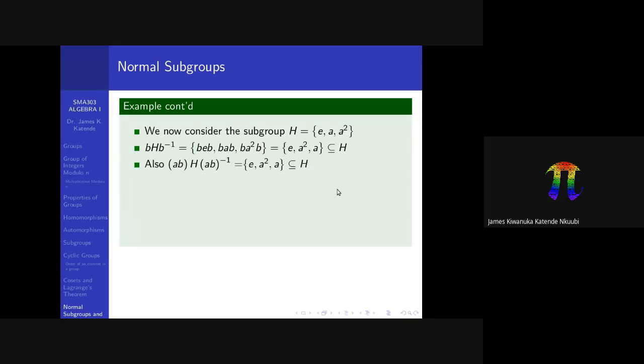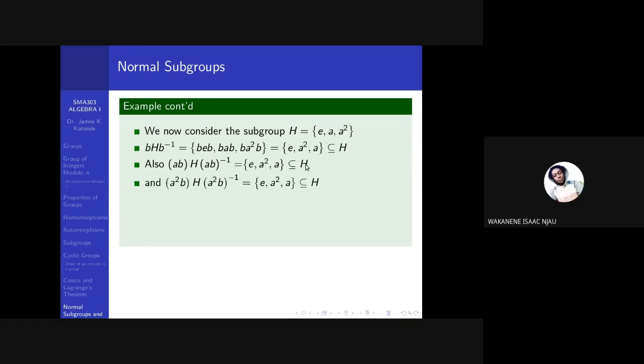So you can check all the others. We try it for AB, and it turns out to work also. You have AB on the left, and AB inverse is just equal to AB. So when you're working this out, you just replace AB inverse with AB. The inverse of AB is itself. So when you work it out, you should end up with the same set again. So this set is contained in H.